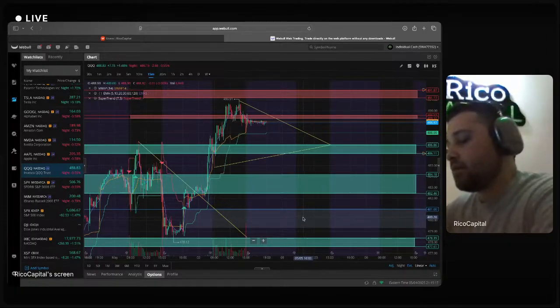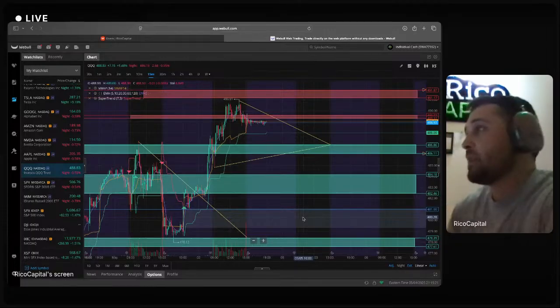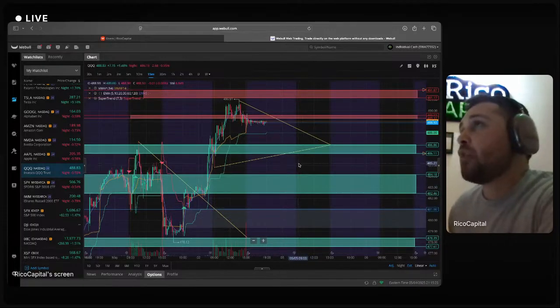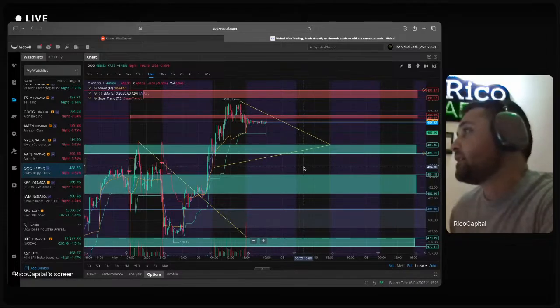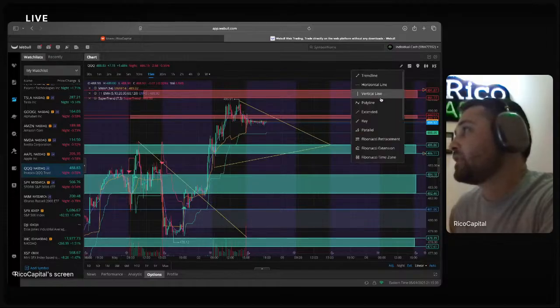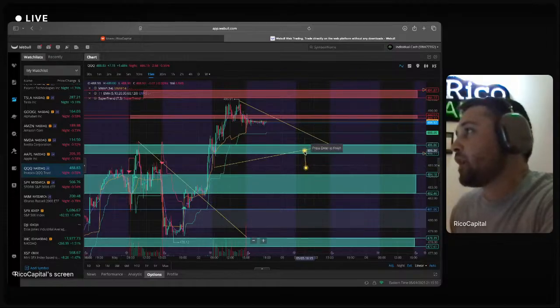So I don't like that. So for me, again, the recipe is there. Right now QQQ is sitting at 486. So we're right here in this zone, 486.15. It's perfectly sitting inside this demand right here.